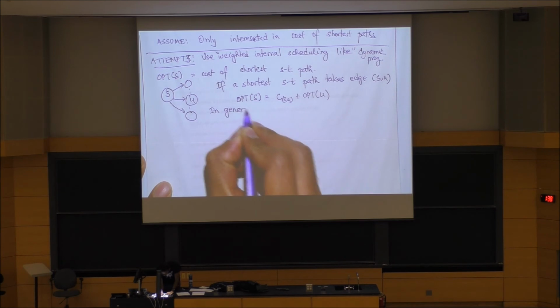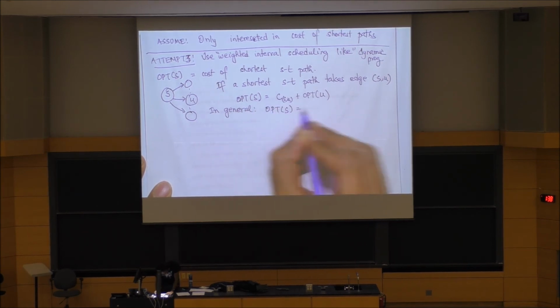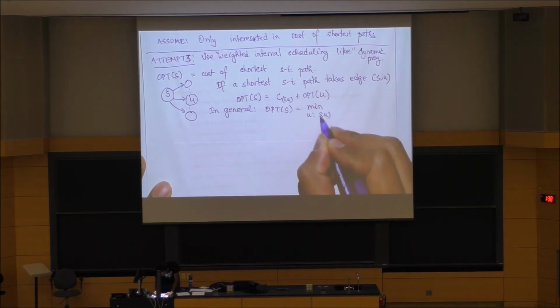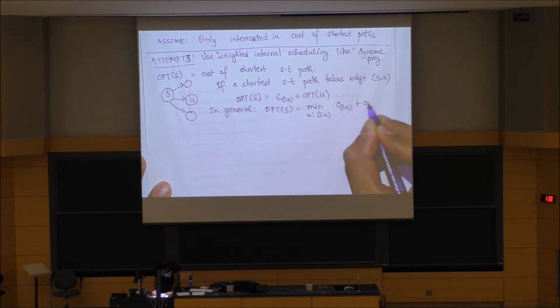So in general, you can define opt of S to be the minimum over all U such that there is an edge from S to U of the cost of the edge from S to U plus opt of U.